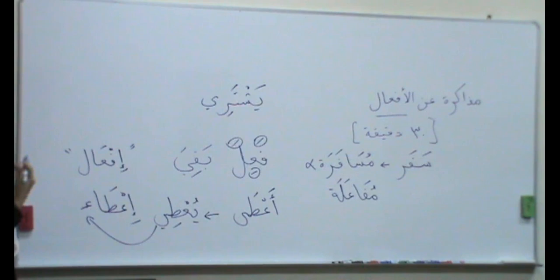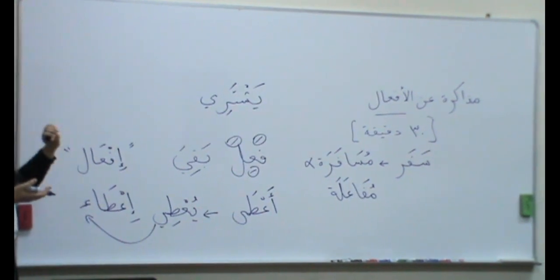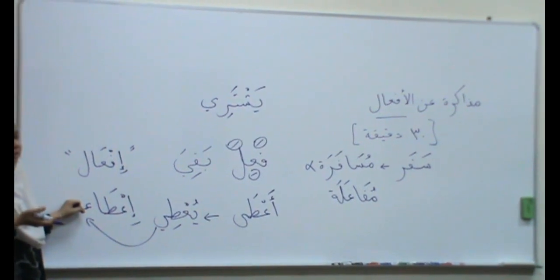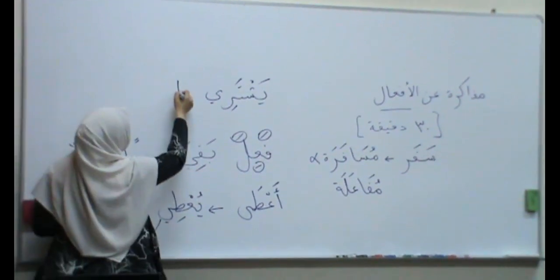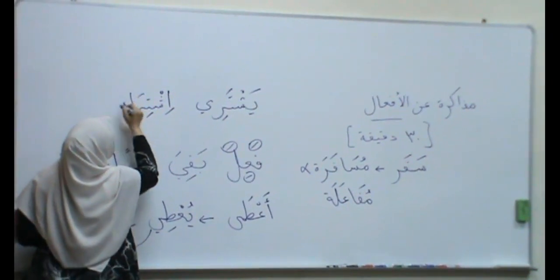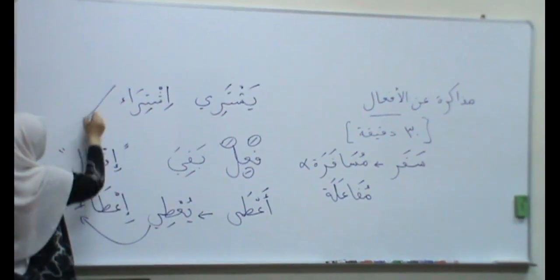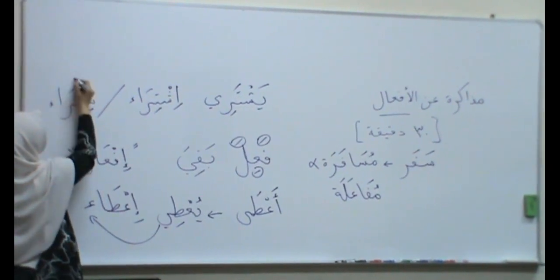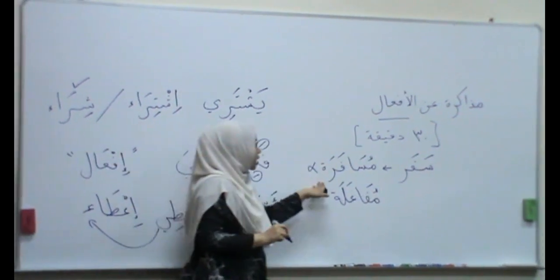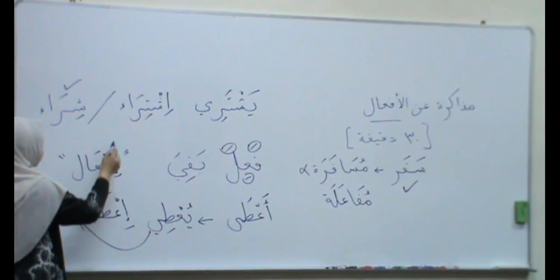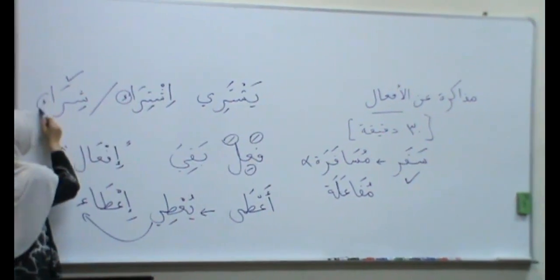ولكن ما هو المصدر لهذا الفعل؟ By following the pattern, اشترى. Okay. But this verb, the most common masdar should be shira. Same thing like this one. The most common one we use is safar. Okay, so the actual one is, you can see it still ends with the hamza, right?